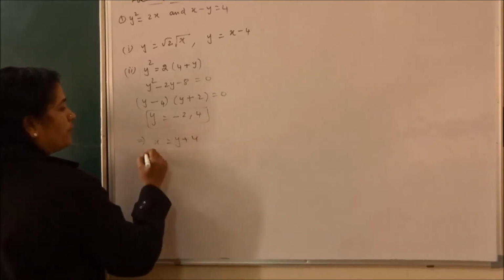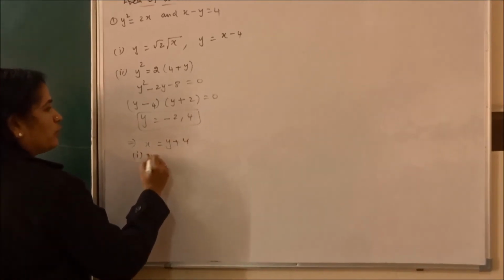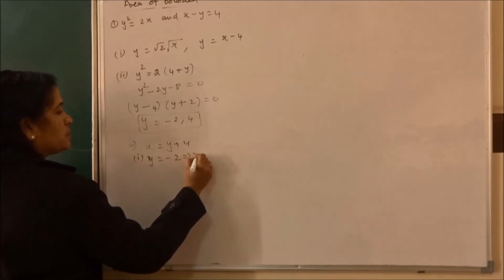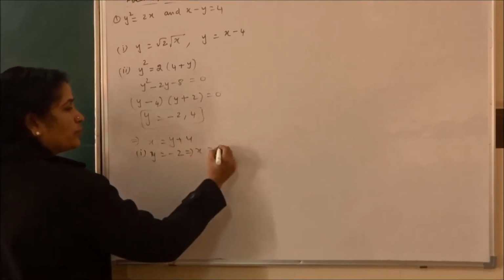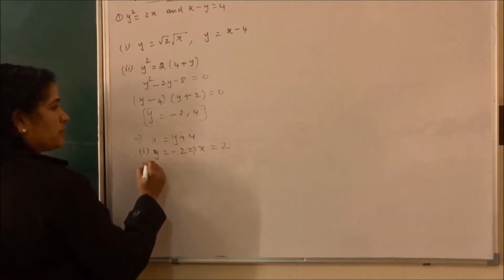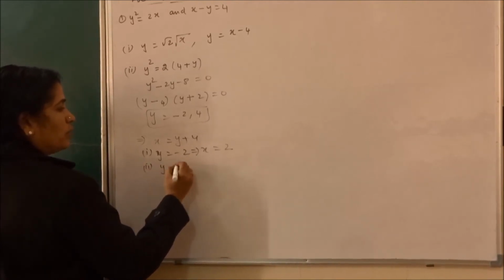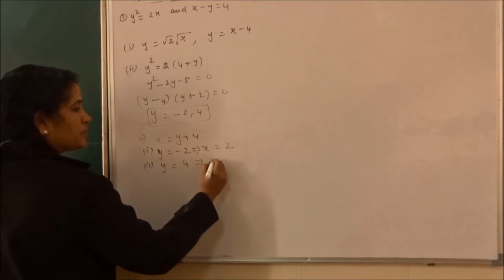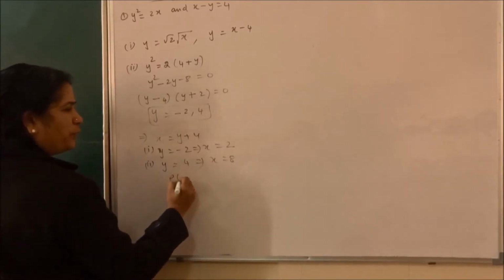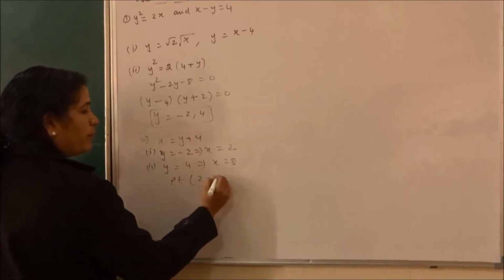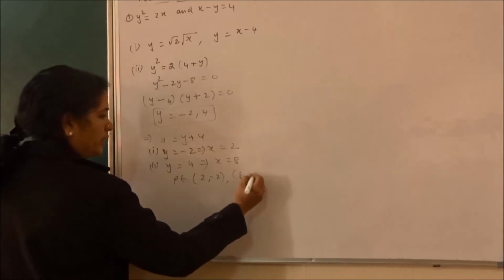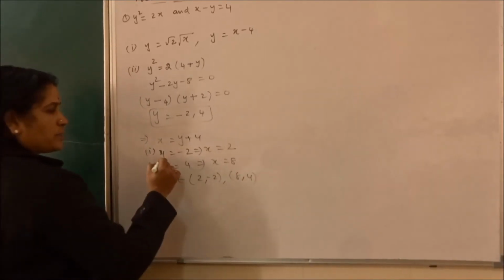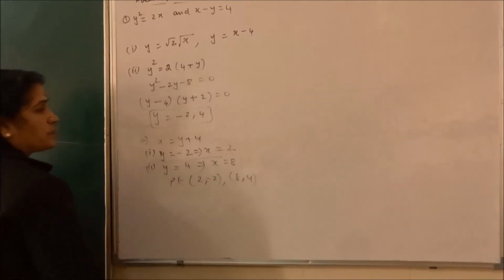y plus 4. If I substitute y equal to minus 2, I am getting x equal to minus 2 plus 4, that is 2. And if I substitute y equal to plus 4, then x equal to 8. So the points of intersection we are getting are (2, -2) and (8, 4). Clear to you? We now have the points of intersection.